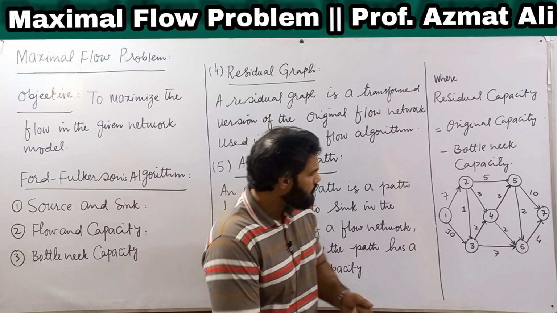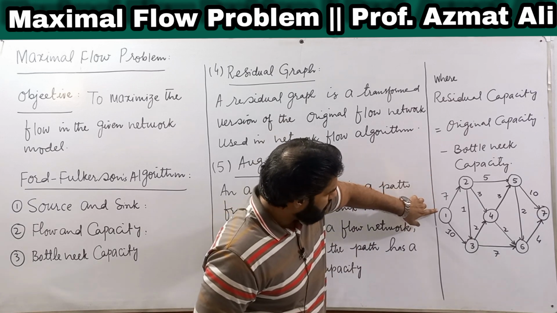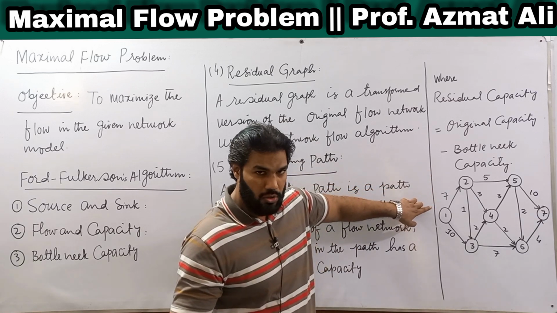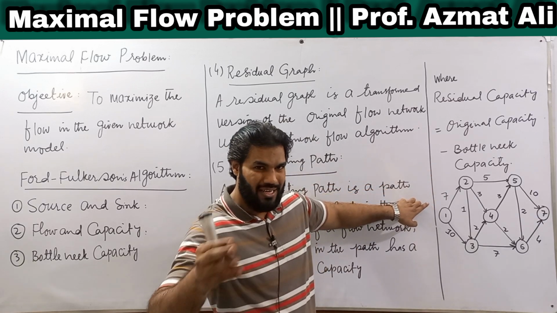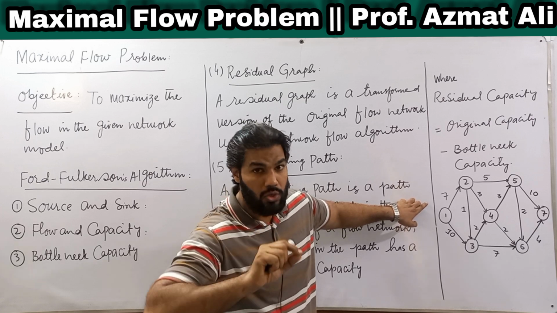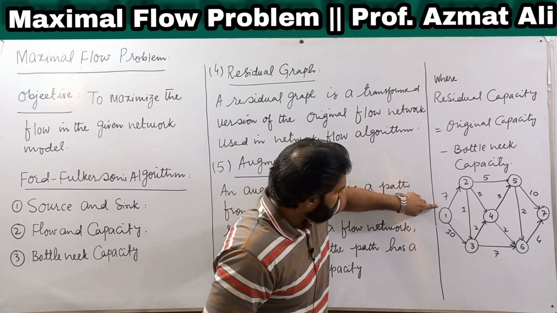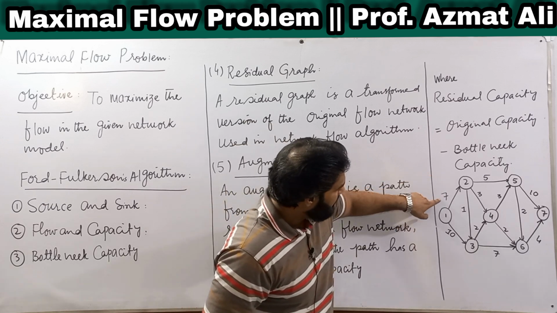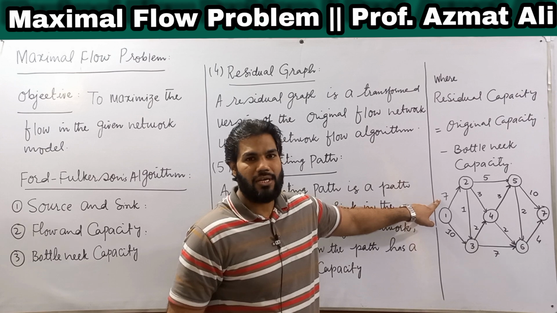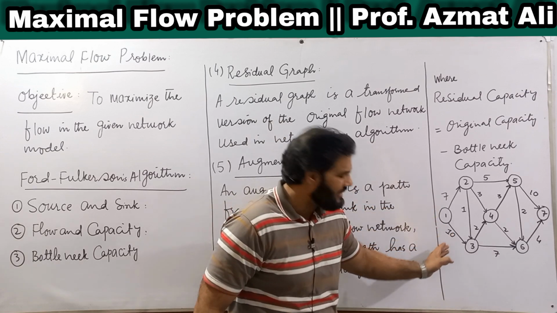Okay. So node 1 is a source node because it has only outward edges but no inward edge. It has only outgoing flow but no incoming flow. For example, from node 1 to node 2, there is an edge having 7 units of flow, whereas from node 1 to node 3 there is 10 units of flow.